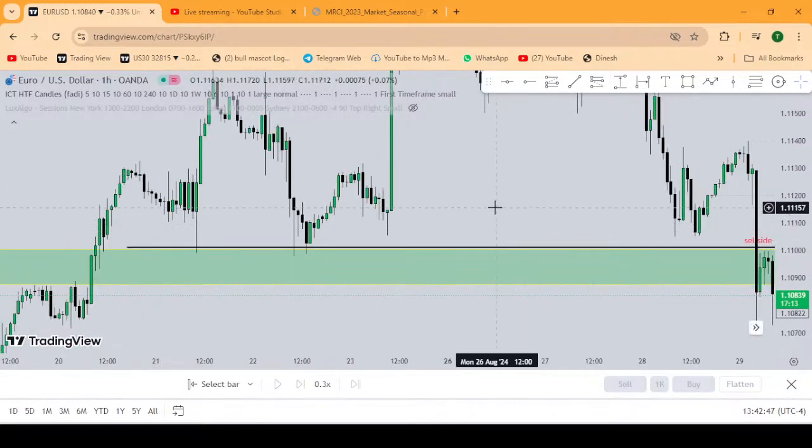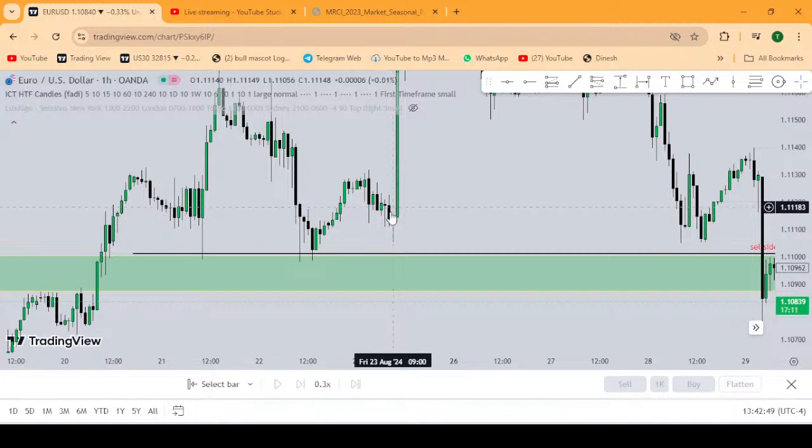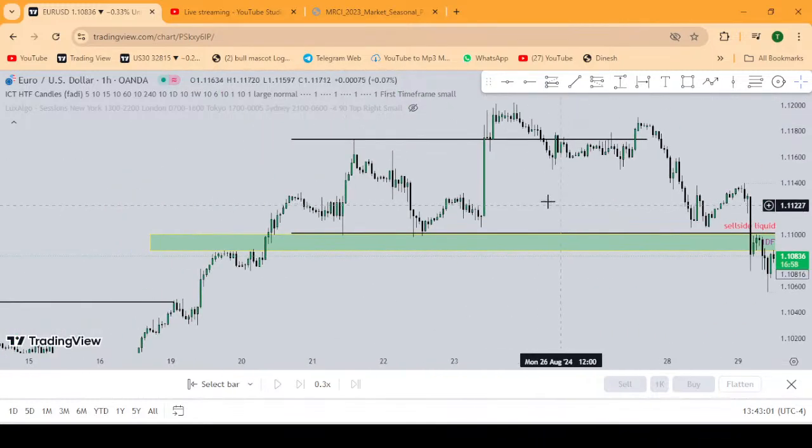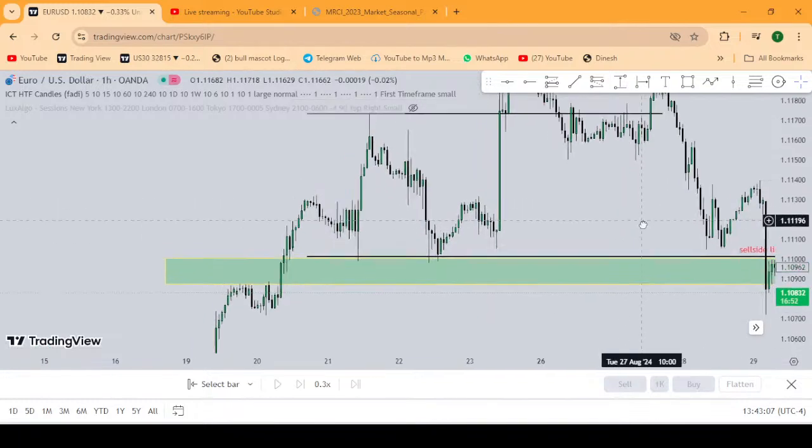So this is price for you. And as far as I remember, this was NFP. It was the first week of the month. Huh? No, it's not. This is not NFP. But this was a news candle. It's actually recent. I'm forgetting which news this was. But it was on Friday last week.